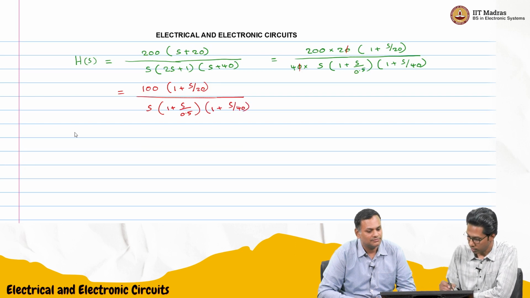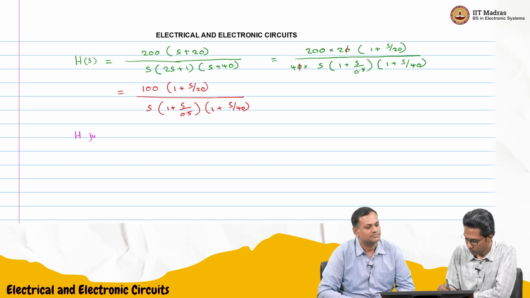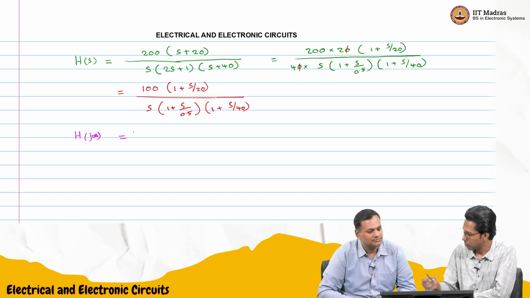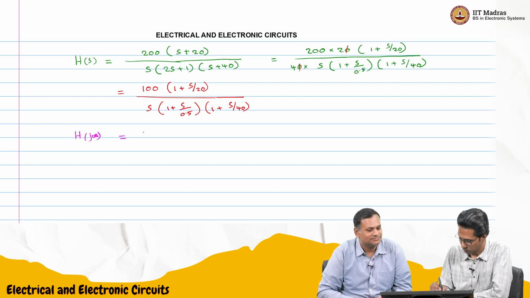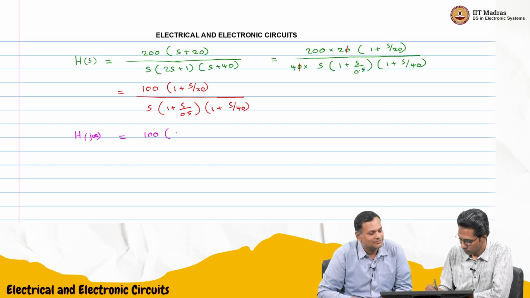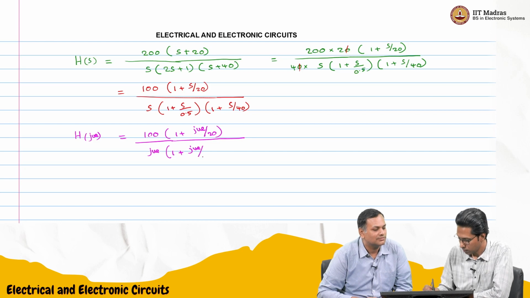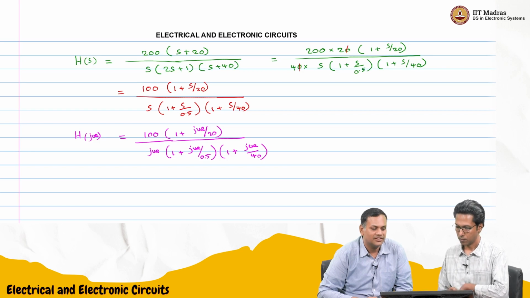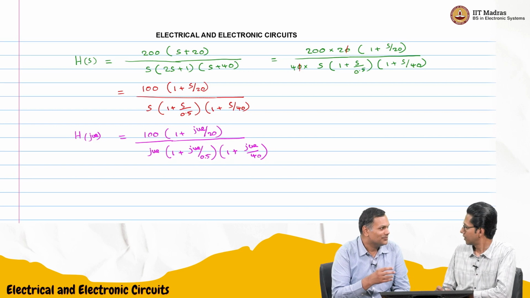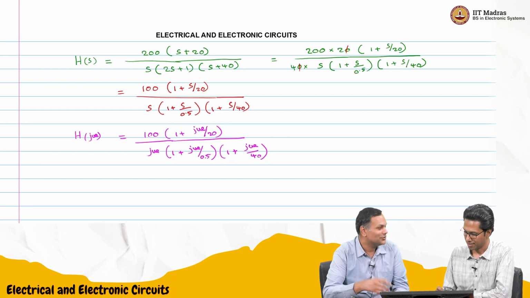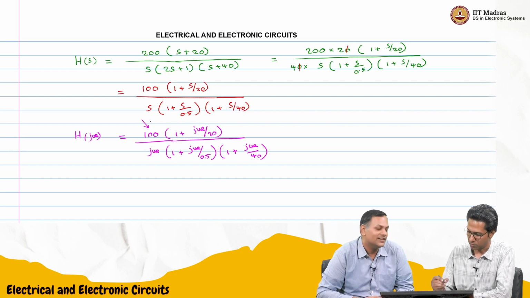And then the next step was to write H of j omega, with 1 plus j omega by 20 in the numerator. It's almost a similar question, because last time also we had 1 zero, 1 pole at the origin and 2 poles otherwise, and a constant K.